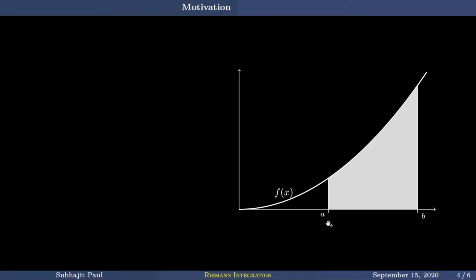ordinates A and B. Okay, so what do we do? We subdivide this interval A to B into some points, introducing some intermediate points, and in those subintervals we erect rectangles, so that the height of this rectangle is the functional value at this point. The height of this rectangle is the functional value at this point, okay?